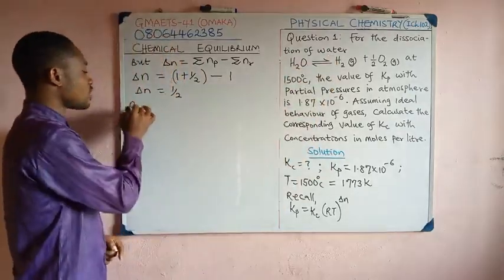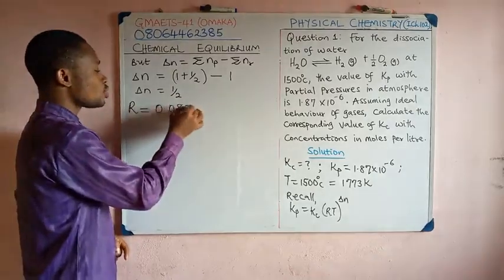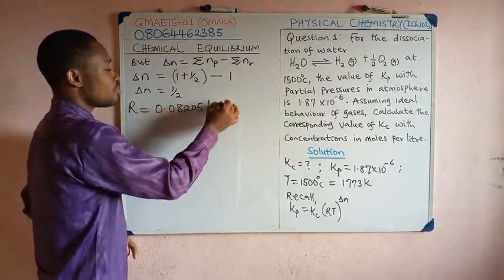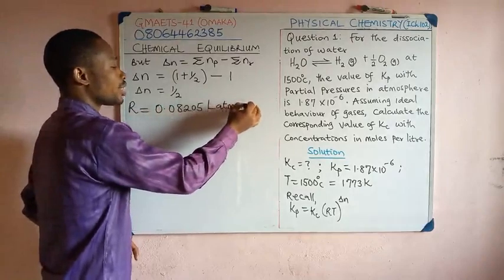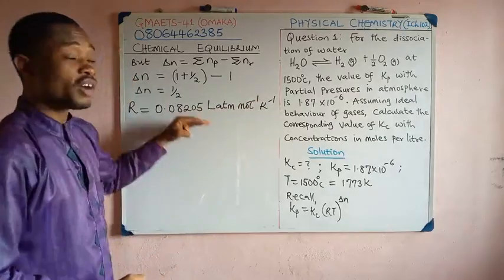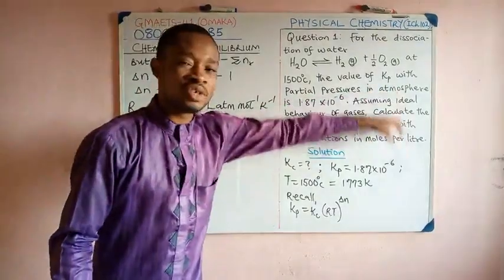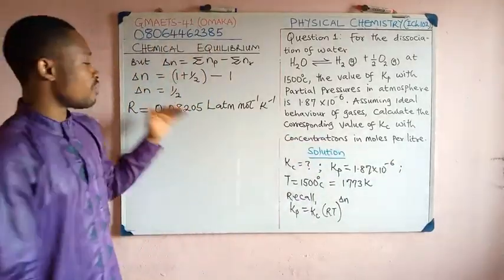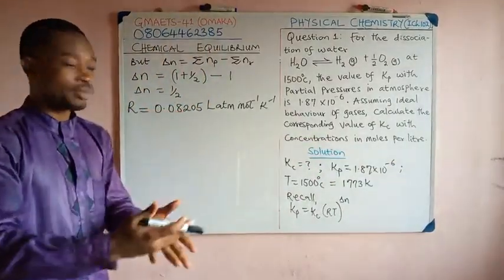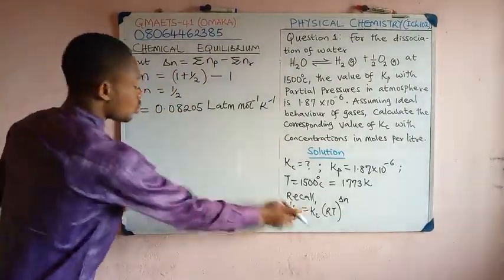The value of the universal gas constant to use is going to be 0.08205 liters atmosphere per mole per Kelvin. This is the value of R we're going to use. The reason: the partial pressure is given in the unit of what? Atmosphere. So we need a value of R that is quoted in what? Atmosphere.